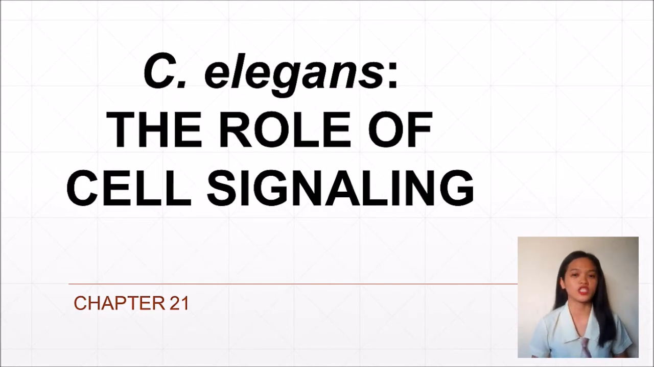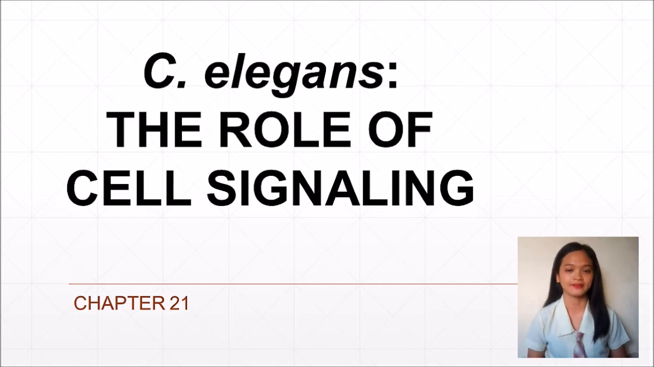Today, we are going to discuss C. elegans and the role of cell signaling. The development of a multicellular organism requires close communication between cells. This communication already occurs even before fertilization. So once the embryo is truly multicellular, with membranes enclosing each individual nucleus and cytoplasm, inductive signaling between the embryo's own cells becomes increasingly important.